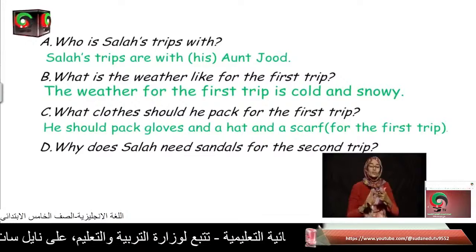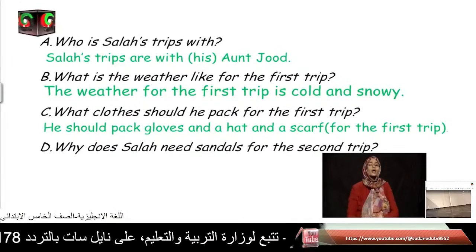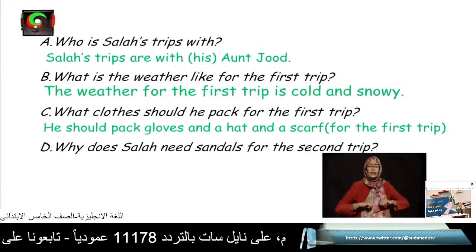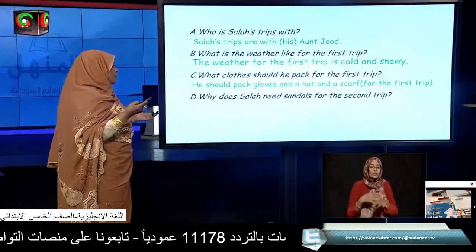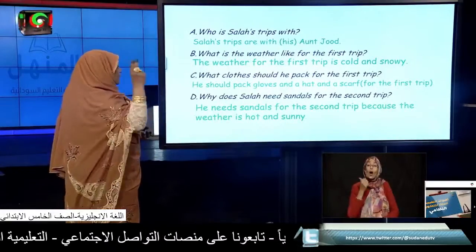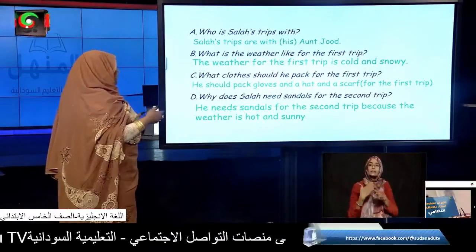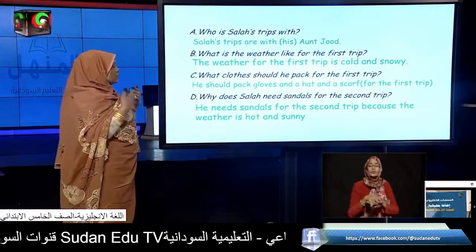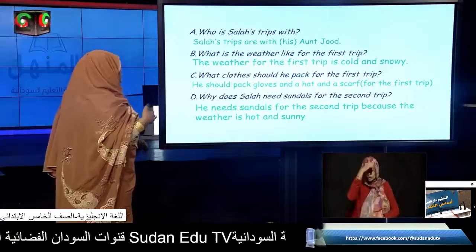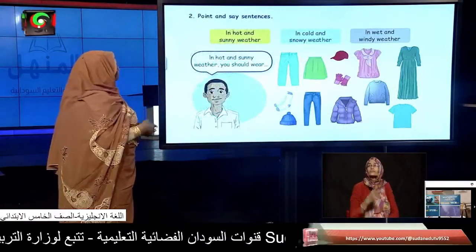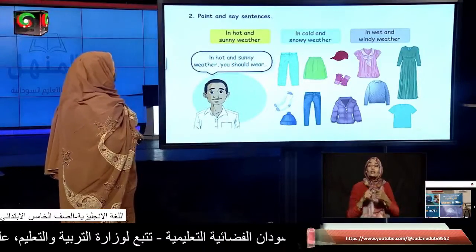Let's see question D. Why does Salah need sandals for the second trip? Trip number 2. Why does he need this? He needs sandals for the second trip because the weather is hot and sunny. So sandals suit this weather. Okay? Let's move to activity 2.